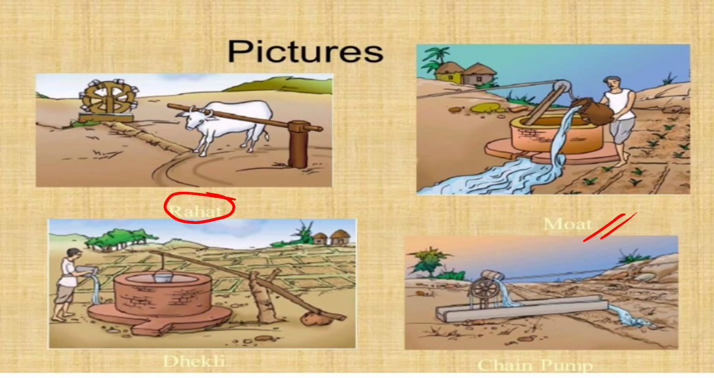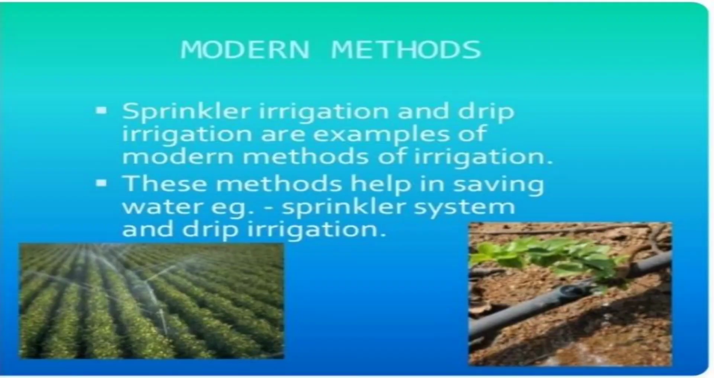This is the dekhli, and this is the chain pump which we are going to see. The modern methods of irrigation are sprinkler irrigation and drip irrigation. These methods help in saving water. They don't waste water like the traditional methods, so modern methods are being used for saving water.